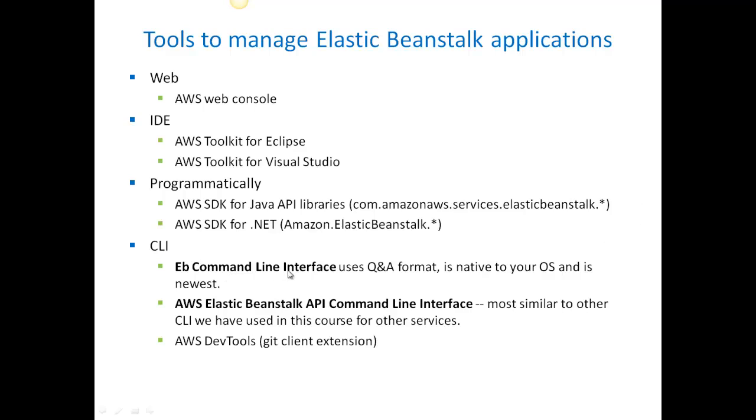The EB command line interface is their newest one, and it actually is a little different than the other ones that we've seen. It follows a Q&A format, and it also integrates with Git. The second one, the Elastic Beanstalk API, is much more like all the other command line tools that we've seen. And finally, AWS DevTools is a Git client and extension.